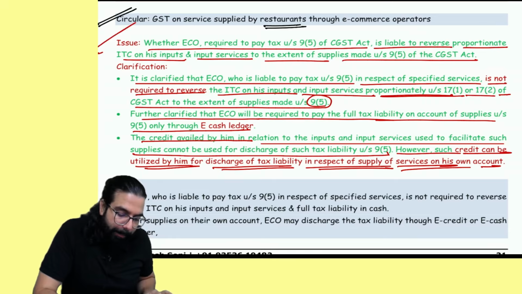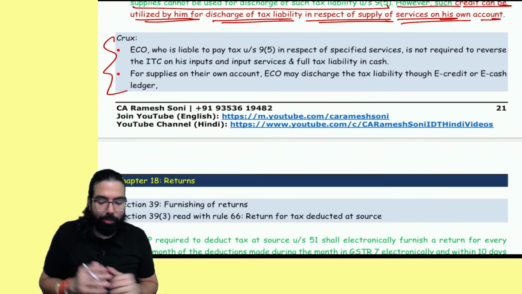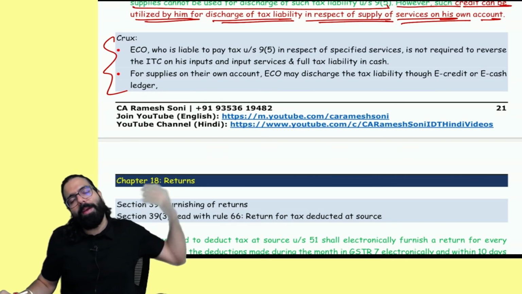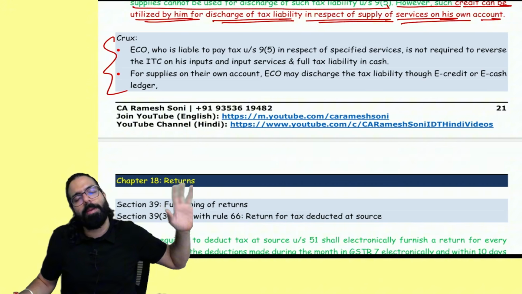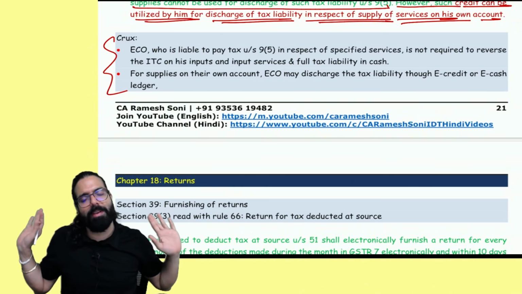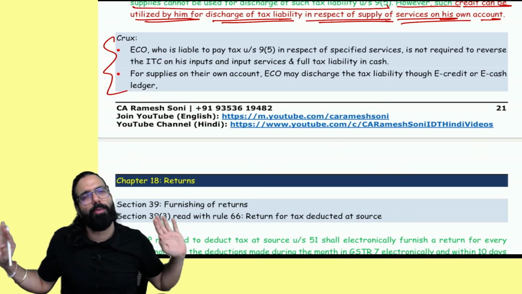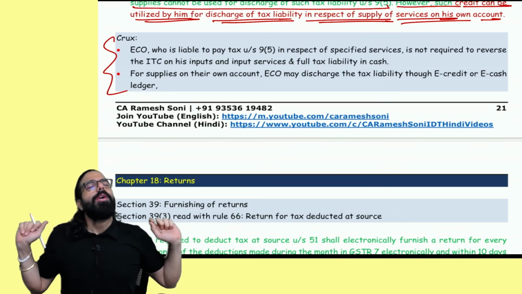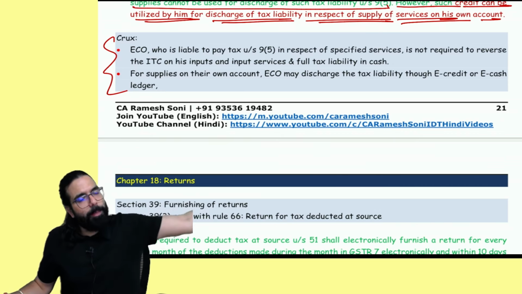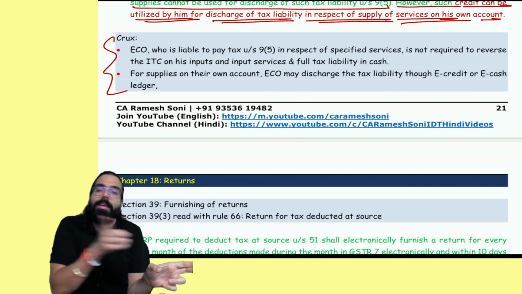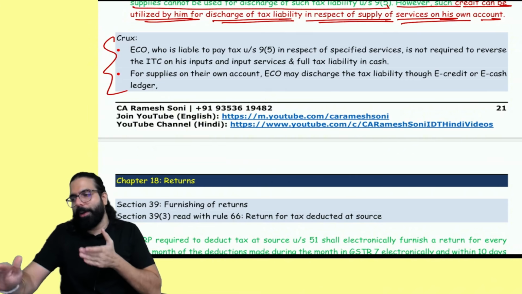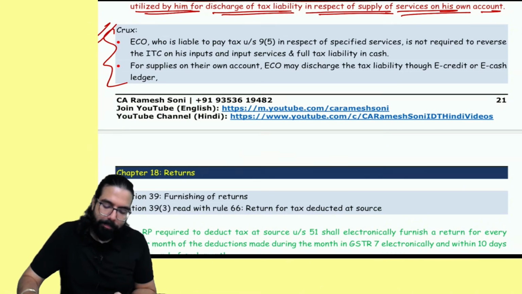I like this point. Please remember the circular. I've written the crux over here also. Same thing: the e-commerce operator is not required to reverse any credit. 9(5) supply is not considered as an exempt supply. It is taxable only, and other supplies are also taxable. So there is no reversal of input and input service under Rule 42, 43, etc. Secondly, for 9(5) supply, whatever tax it is collecting, it has to be paid in cash. For other services, it can use the ITC of input and input services. Done, sir. This point is clear. That's all that has been told over here.